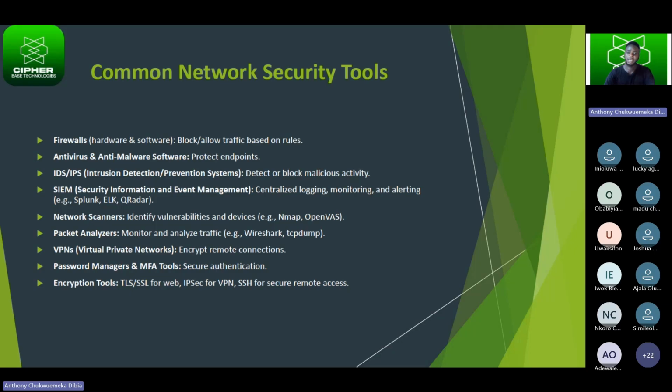So we have network scanners. For example, we have Nmap, we have OpenVAS. OpenVAS is for vulnerability scanning. Nmap is for network scanning. That is, it also helps you to scan. I will show you how Nmap works. It helps you to scan the ports that are actually open on the network.